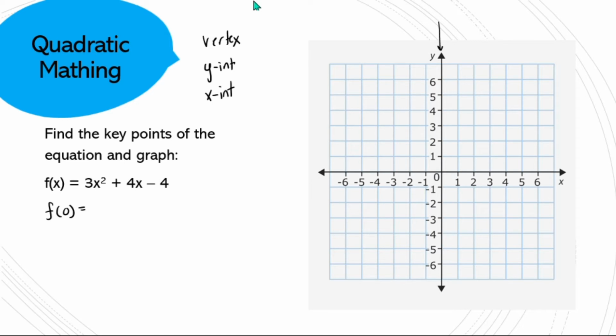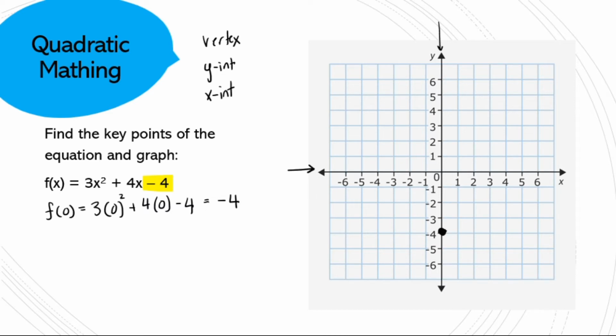There's a shortcut, but we'll do the long way first. 3 times 0 squared, plus 4 times 0, minus 4 equals minus 4. So I know my y-intercept happens at this point right here. And that's always going to be true in standard form. Anything with an x is going to multiply to 0, so you can just look to the c value to get your y-intercept.